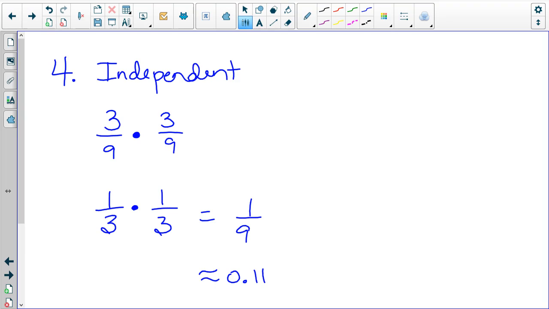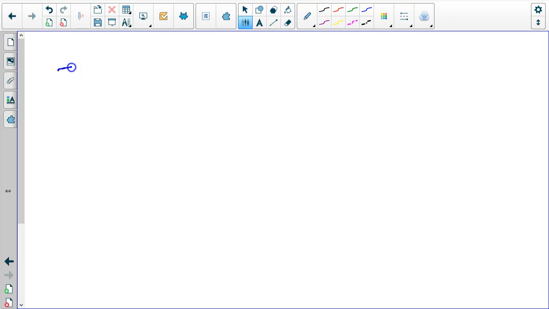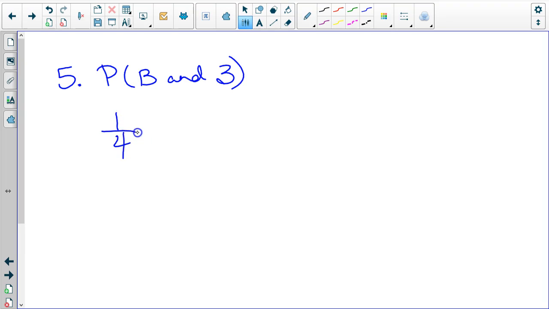All right. So number 5 says find the probability of rolling a B and a 3. And means multiply. So spinning a B would be 1 out of 4, and then times 1 out of 6, because there's only 1 3 on that second spinner. So that probability is 1 over 24, which is about 0.042.